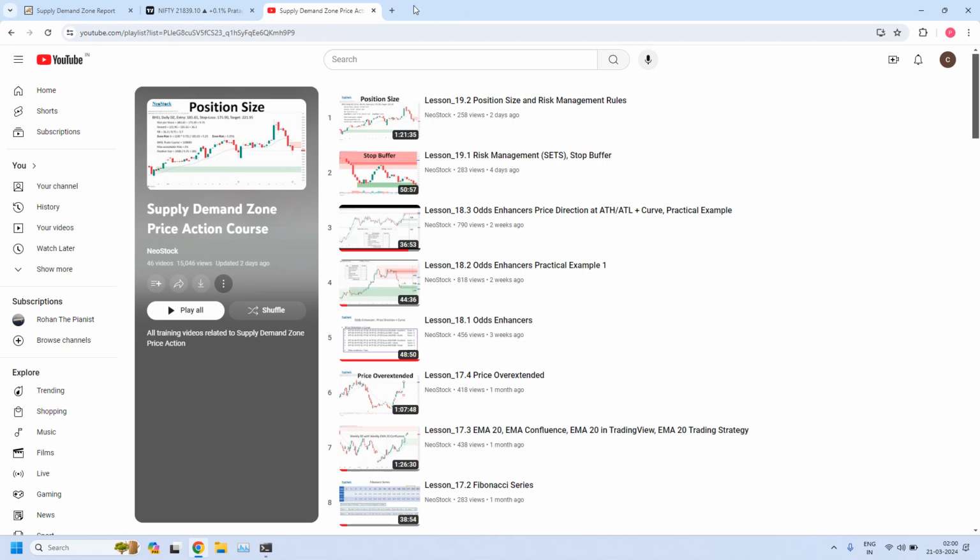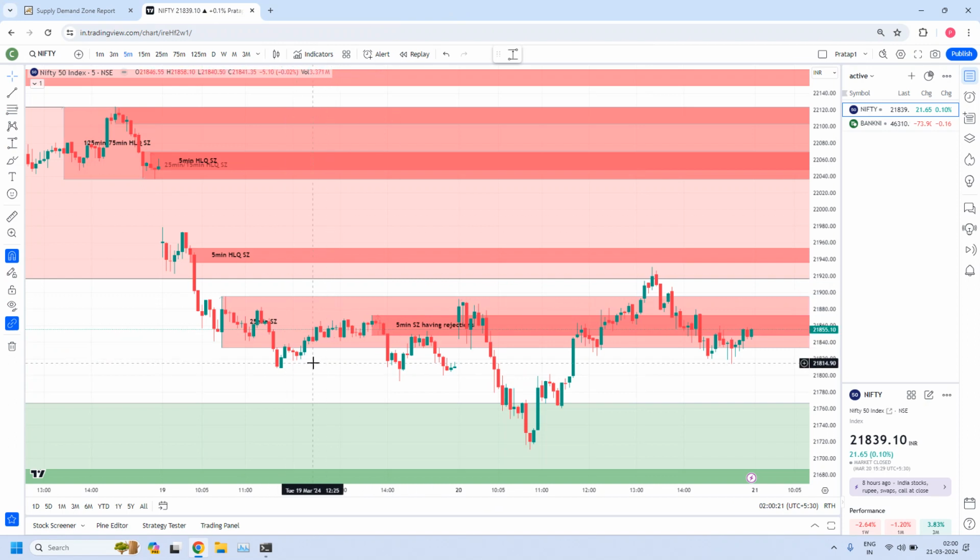Now let's get into analysis of Nifty 50 with the help of NeoStock software supply demand zone chain. Even before that, let us analyze the stock based on the supply demand zone chain generated in our yesterday's report, because we have drawn all these zones based on that.